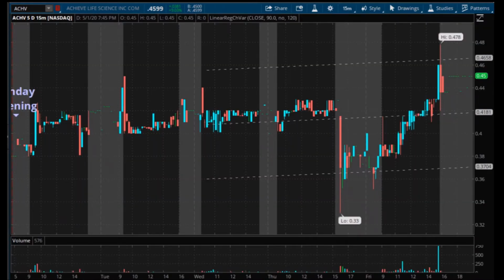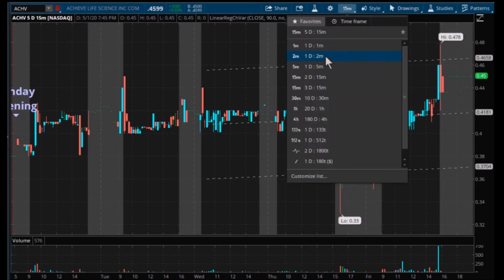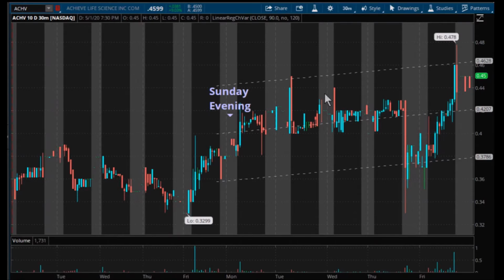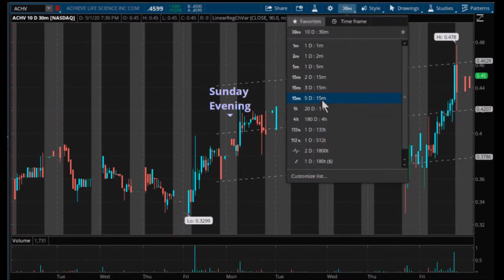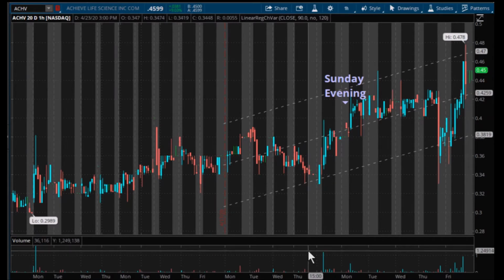ACHV doesn't look like much there. It did hit the bounds of the channel, but if you look at the 30-minute, looks a little more interesting. And if you look at the 1 hour, looks even more interesting.